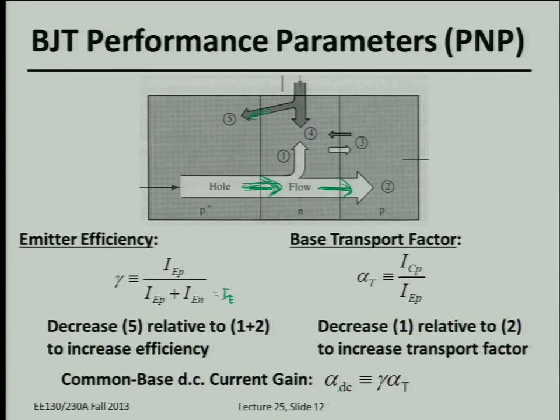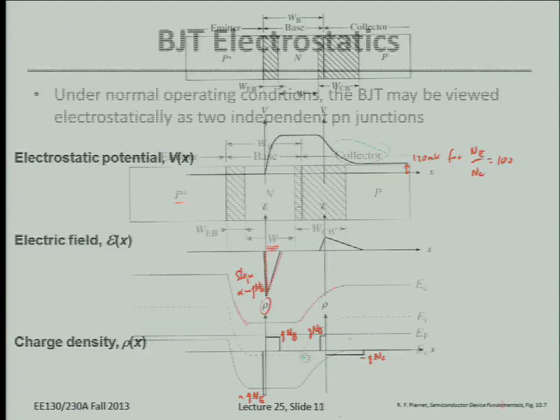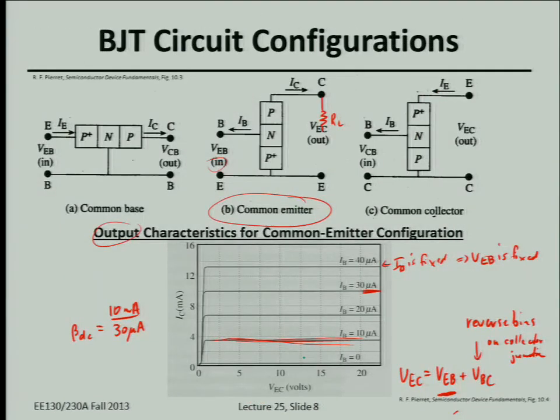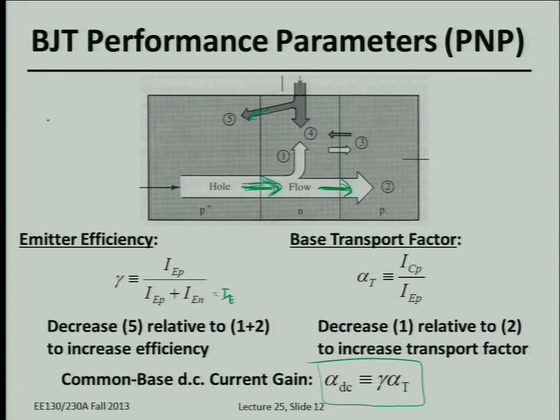And then this common base DC current gain we define to be the product of gamma times the transport factor. So it's just a definition. The reason why it's defined this way is if you look at the common base configuration here, the output current is IC, input current is IE. So if you take the ratio of those two, that's how you get this definition of common base DC current gain. So this is just IC over IE.